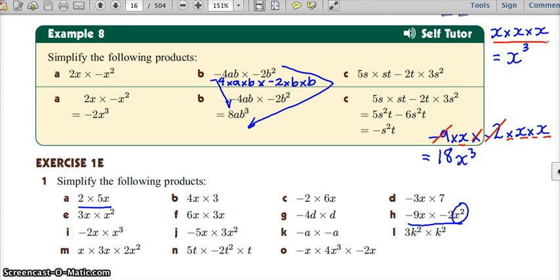Can I explain that any better, or do you want me to go through any other ones? I'm happy to. Yep, this one here.